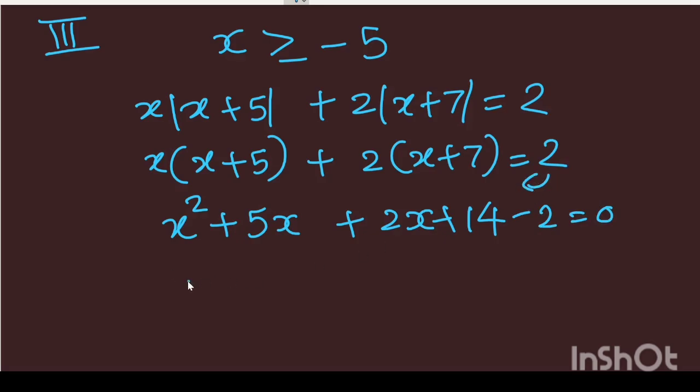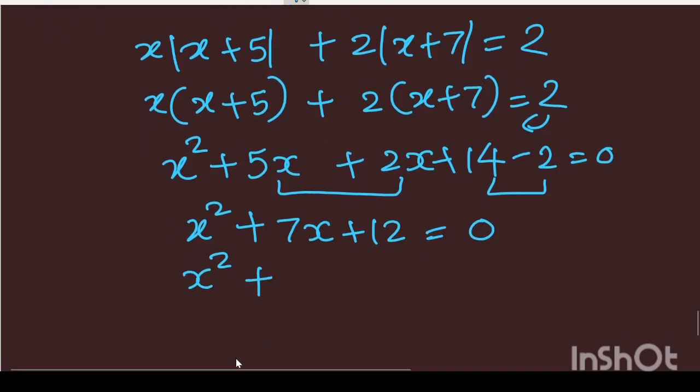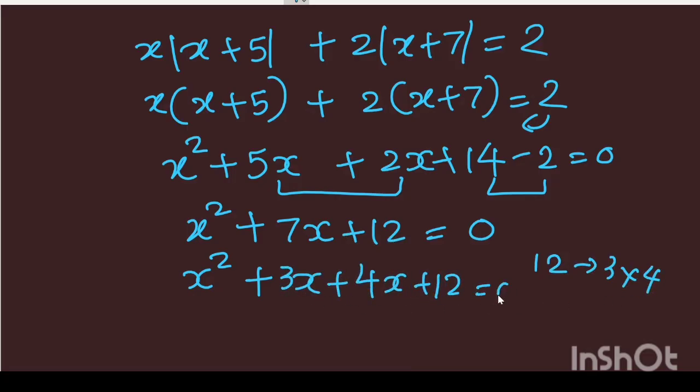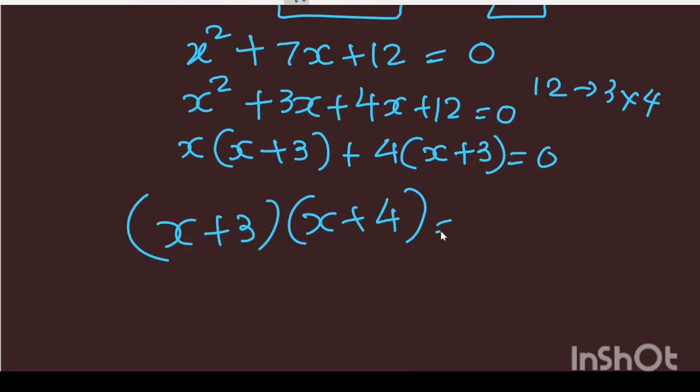2 goes on this side. So x square, 5 plus 2 is 7x. 14 minus 2 is 12 equals to 0. Now if you try to factorize this by splitting the middle term, 12 is 3 into 4. So 3 plus 4 is 7. So 3x plus 4x you can write, plus 12 equals to 0. x common from first and 4 common from second and third, fourth. We will get two factors as x plus 3, x plus 4 equals to 0.